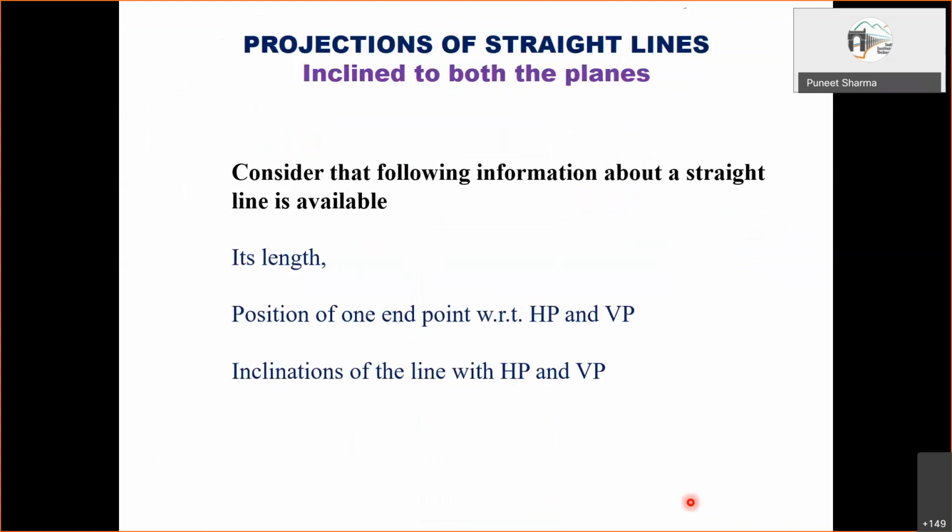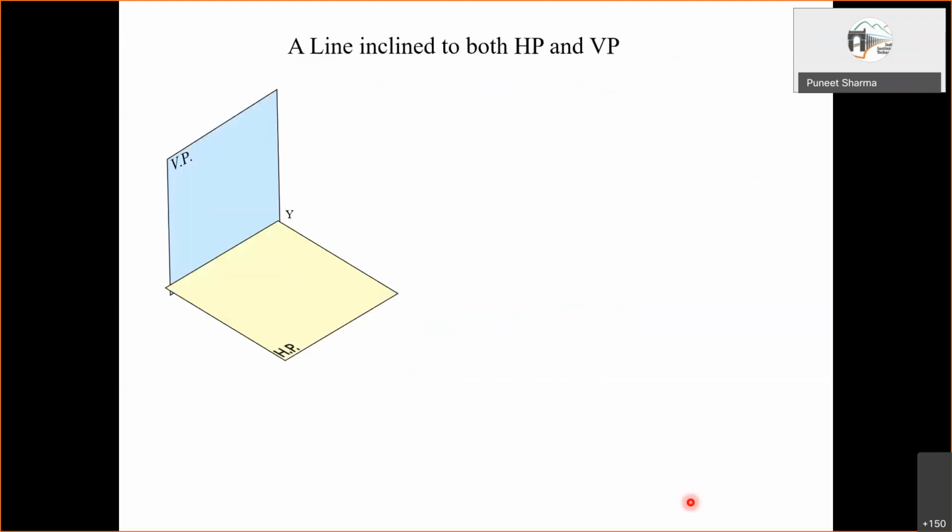Now we consider this case where we have to obtain projections for the line which is inclined to both the reference planes, and this is the information available to us: the length of the line, the position of one endpoint where it is located, and the inclinations of the line with the horizontal plane and vertical plane. So then here we'll see how we proceed.